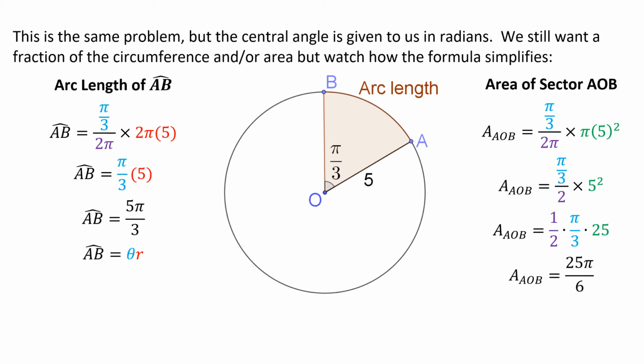When we simplify that down, we'll get 25 pi over 6. That's the same answer as before. And if you just look 2 lines above, in general, if we know our angle in radian measure and the radius, then the area of that sector is 1/2 the angle times the radius squared.